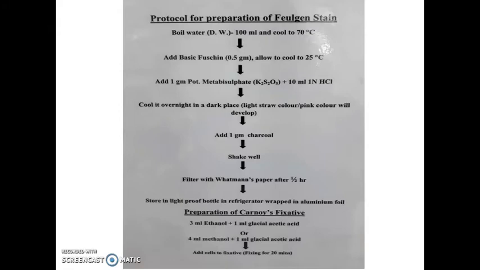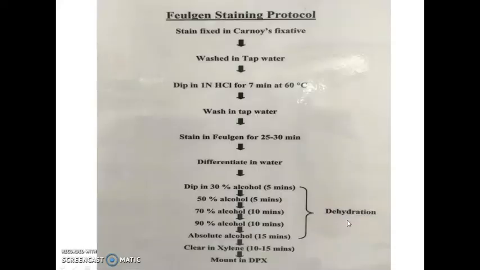This is the protocol which we follow to prepare the Feulgen stain, and below that is the procedure which we follow to prepare the Carnoy's fixative. To prepare the Carnoy's fixative, we use 3 ml ethanol plus 1 ml glacial acetic acid, and then add cells to this fixative and fix for 20 minutes. This is the flow chart showing the protocol of Feulgen staining.